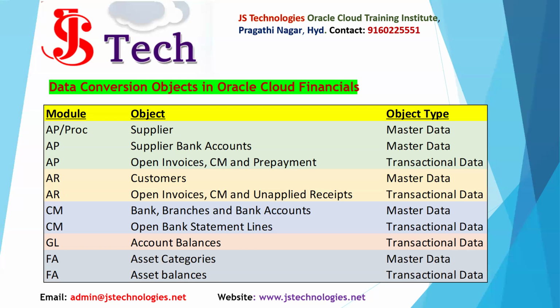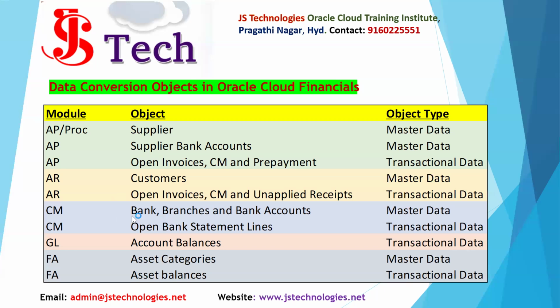And coming to transactional data, we have open invoices and credit memos. There is an AutoInvoice FBDI template. By using that, we can load the transactional data, which are open invoices and also credit memos. And coming to unapplied receipts, the receipts which are not applied before the cutoff date should also be converted. And there are two approaches. Either we can use ADFDI or a web service to load the unapplied receipts data.